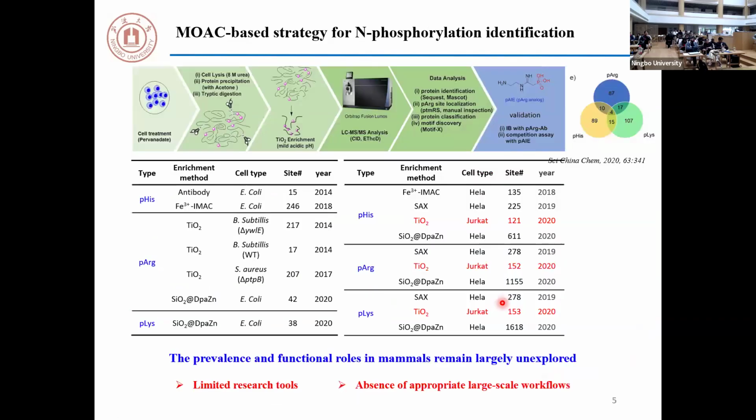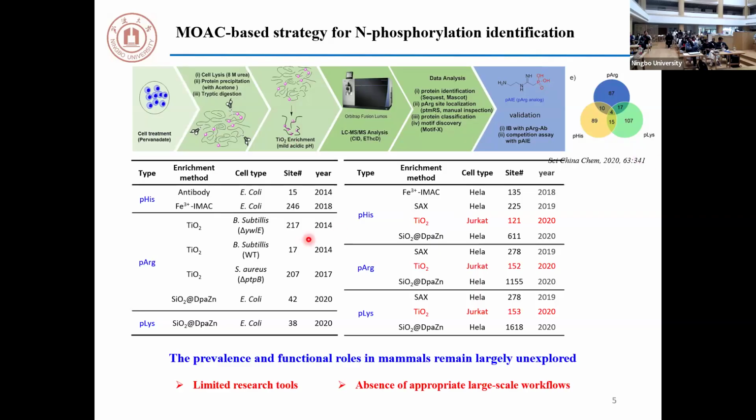In our previous study, Dr. Fu used the titanium dioxide method for phosphopeptide enrichment under mild acid conditions and for nitrogen phosphorylation site identification. As a result, nearly 500 nitrogen phosphorylation sites were identified from JAK cells.